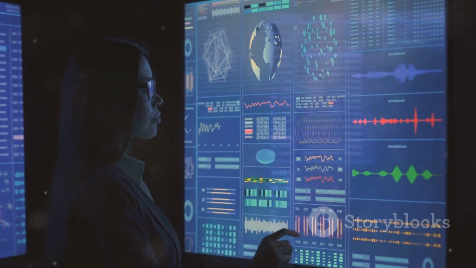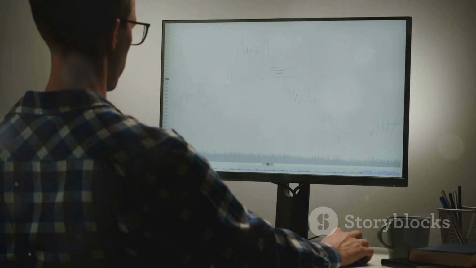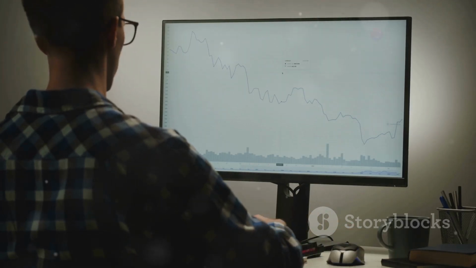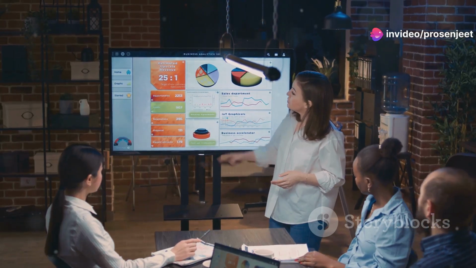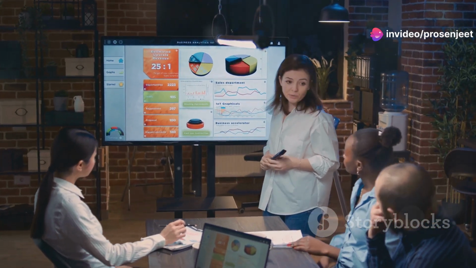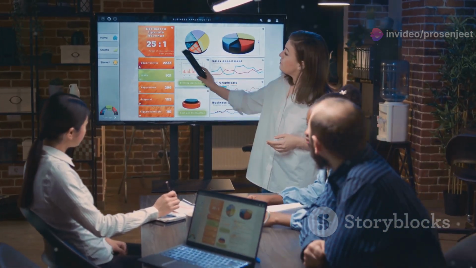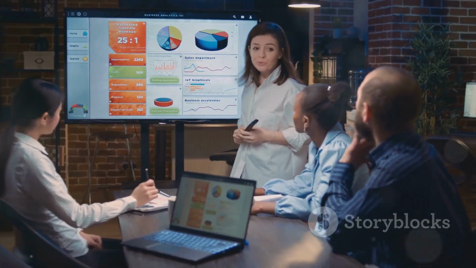Statistics also enhance critical thinking. They teach you to question data sources, understand variability, and assess the reliability of results. This critical mindset is essential in today's data-driven world, where making informed decisions can significantly impact outcomes.